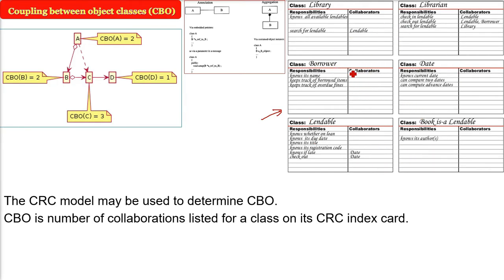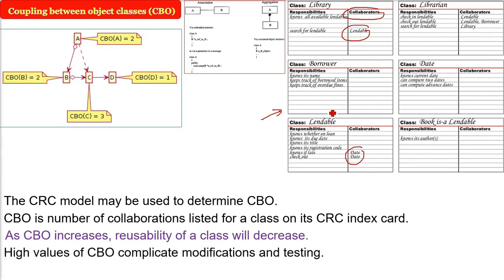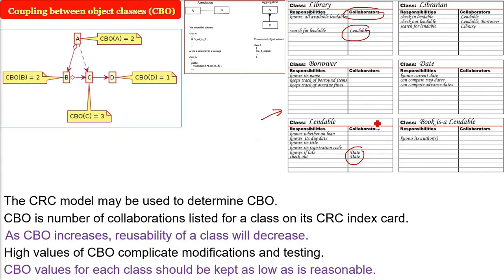So CBO is the number of collaborations which are listed in the class, as in the CRC index cards. You see here, these are the collaborators, the collaborating classes. So all this we can get from the CRC index card. As CBO increases, the reusability of the class will decrease. High value of CBO means what? Because there are so many collaborating classes and coupling, modification and testing will be complicated.